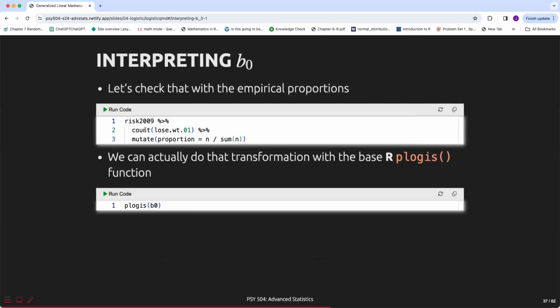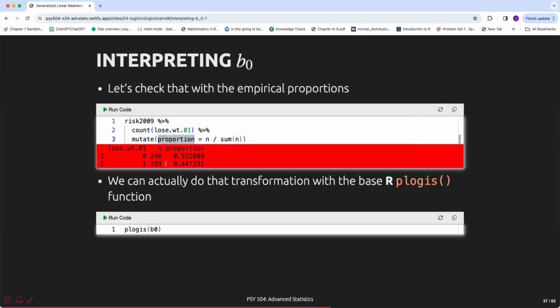So what I'm doing here is taking the count of this lose weight variable, which is basically counting the number of zeros and the number of ones, and getting the proportion of those zeros and ones. So we get something like this. In our data set, there are 246 zeros and the proportion is 0.55. And then there are 199 ones and the proportion is 0.45, which is what we calculated from our model.